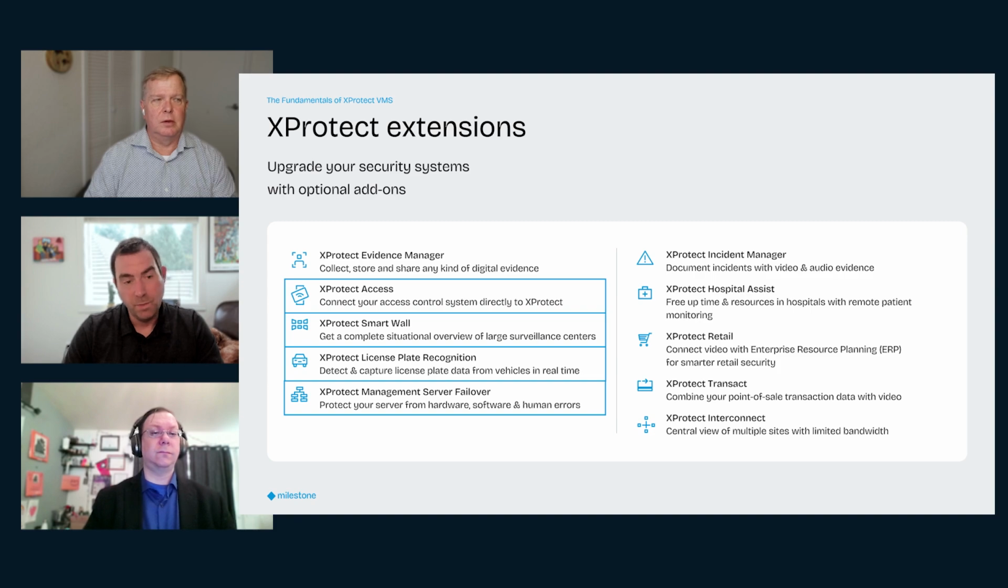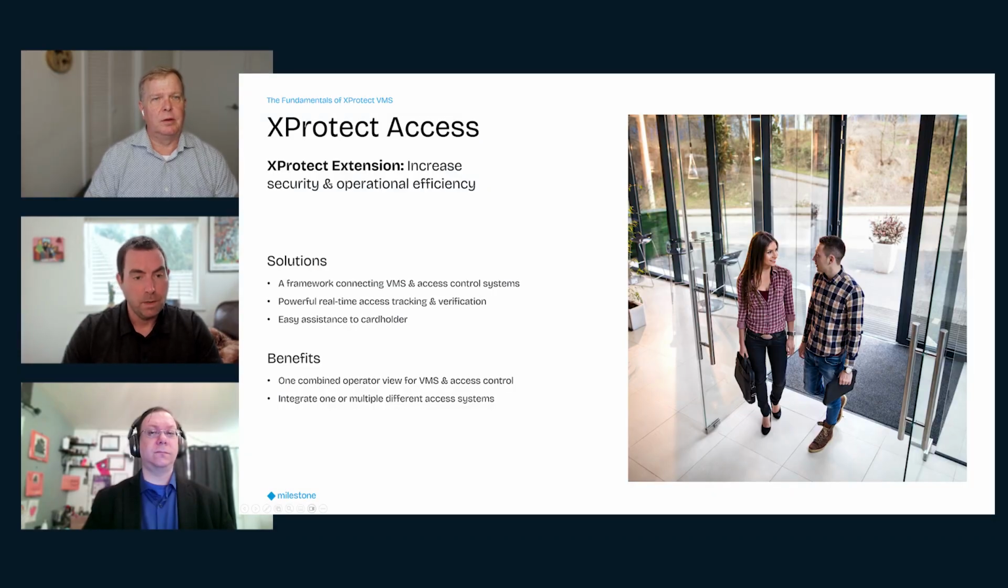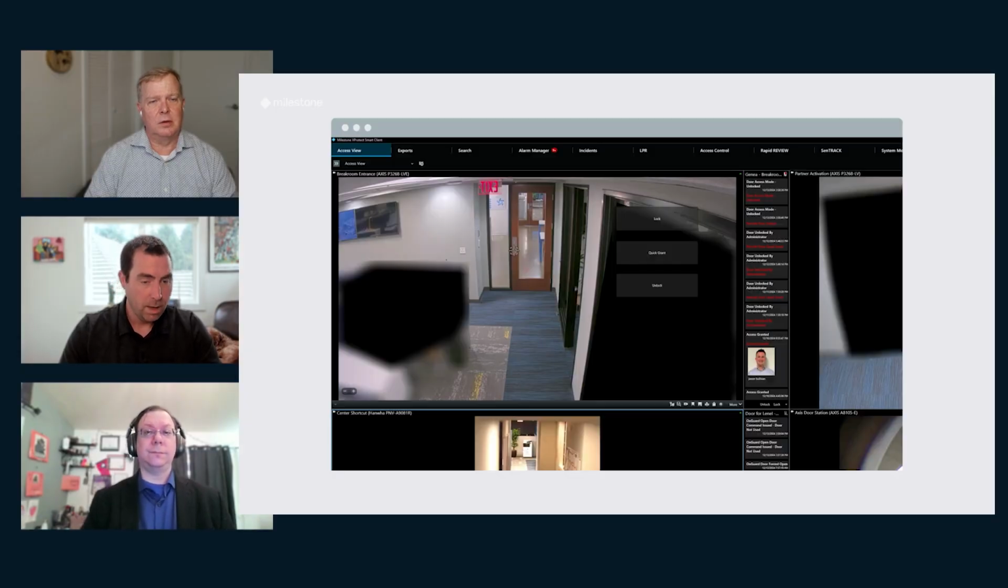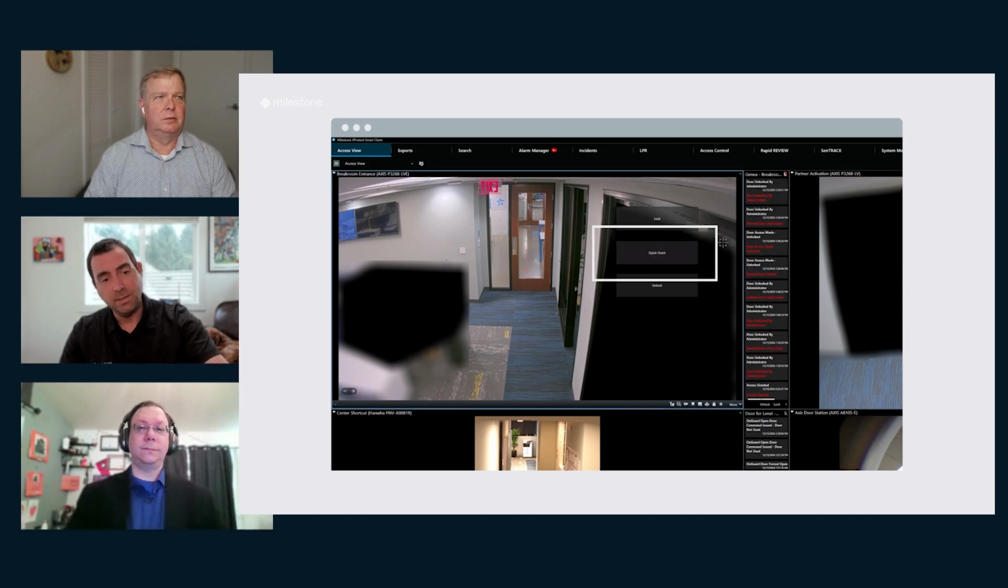I'm going to focus on the ones that we see most commonly deployed in the market, and that is XProtect Access. So this is the ability to connect to third-party access control, visualize events, lock and unlock doors, get alarms, see who's been where, and speed investigations. So it's really giving you a single pane of glass without locking into a sole source vendor for video and access control. And it allows you to connect to multiple access control platforms simultaneously as well.